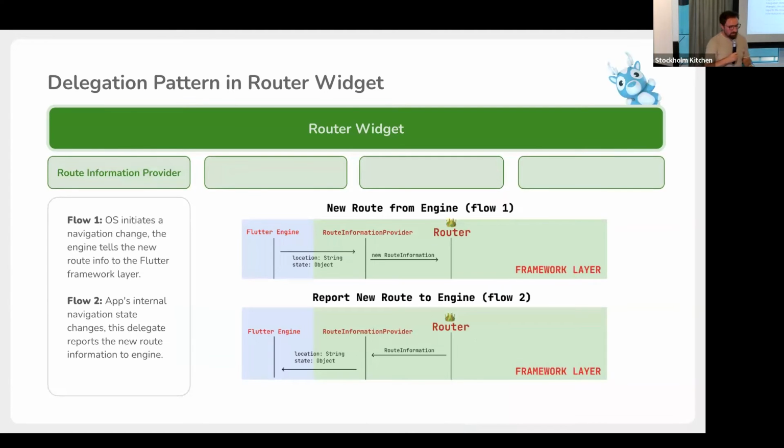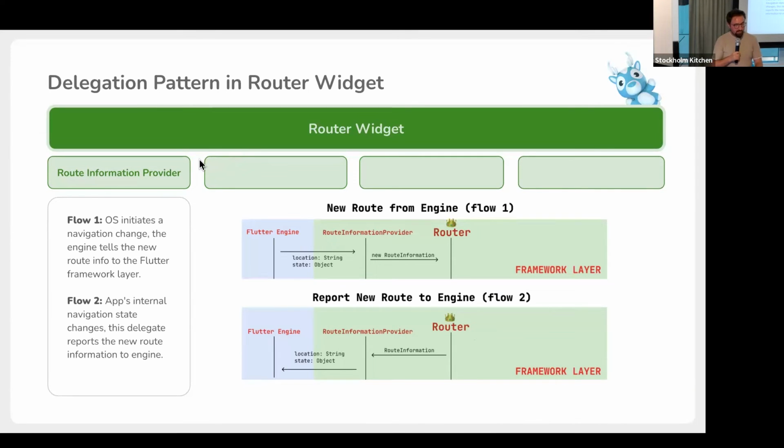I'm going to talk about the Router widget because I said that it has a framework. Router widget is big because, as I said, navigation is a complex topic, especially for multi-platform. So Router widget has smaller parts, smaller classes inside that have certain responsibilities. This is the delegation pattern.